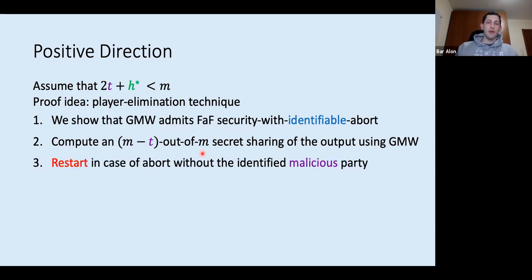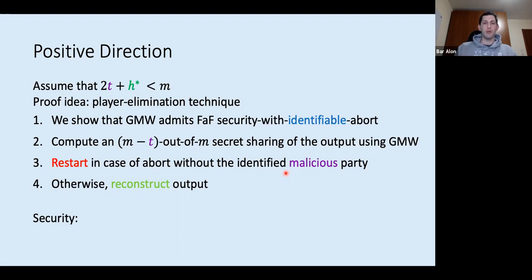So now, after they try to compute, they try to do it with security with identifiable abort. So there might be an abort that happens during this computation. But as I said before, if there is an abort, they know the identity of one malicious party, so they will simply throw them away and restart. Otherwise, they have enough information to reconstruct the output. So they just send their shares to each other and reconstruct the output of the function. And that's it. That's the entire protocol.